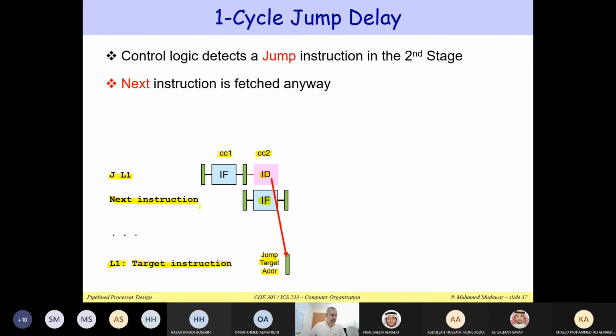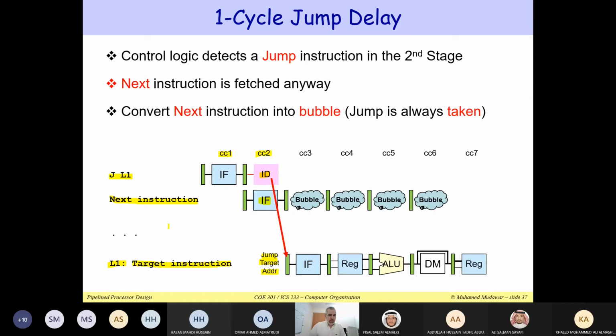So therefore, this next instruction is not really supposed to be in the pipeline. So what we have to do is convert this instruction into a bubble. That can be easy. We can clear all the control signals, or we can convert the next instruction into a no-op. A no-op is an instruction that does nothing.